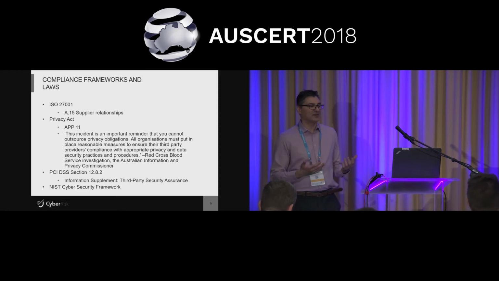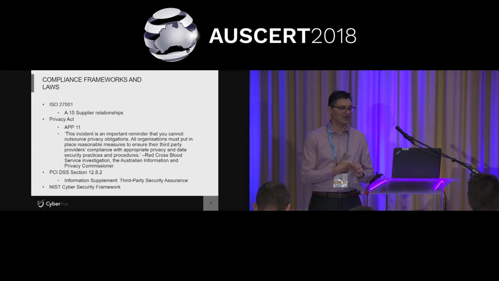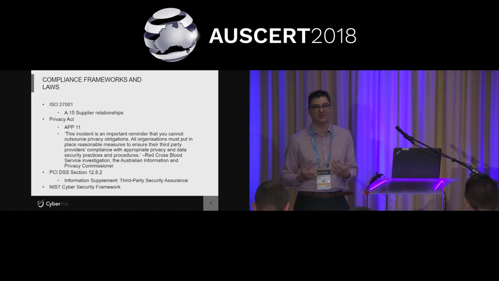So if we have a look at the compliance frameworks and some of the laws, what guidance do we get from them? ISO 27001 has a section on supplier relationships, talking about how to manage and monitor suppliers. The Privacy Act, we're talking about APP 11, taking reasonable measures to protect personal information from misuse, interference or loss, unauthorised access, modification or disclosure.